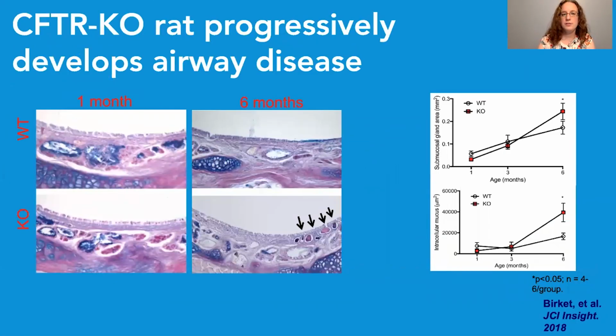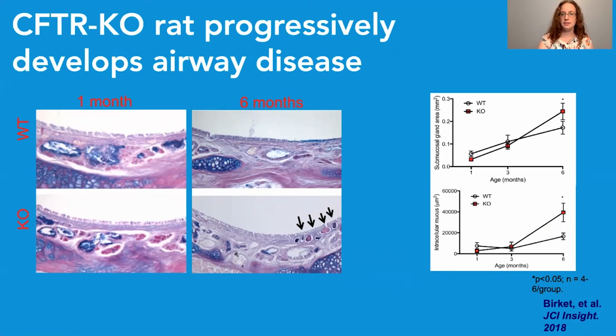Although I'm going to be focusing on the airway disease for the purposes of this talk, it's important to note that the CF rat model does develop extrapulmonary organ manifestations. But when we look at the large airway, comparing the wild type to the knockout at 1 month of age, we see very little difference between the genotypes. However, by 6 months of age, now we start to see mucus impactions in these submucosal gland ducts, denoted by the black arrows, in the knockout that's absent in the wild type.